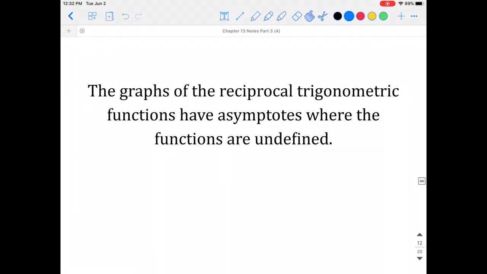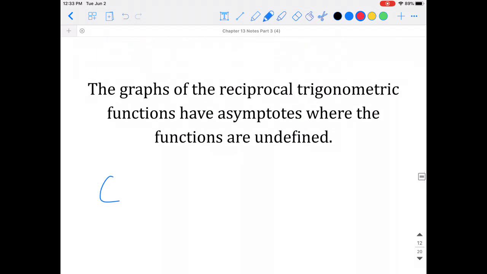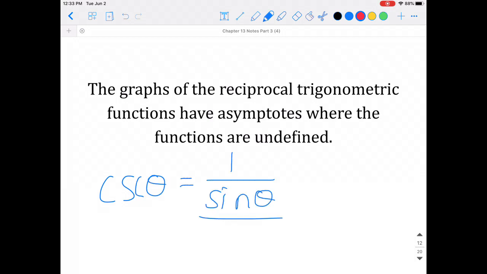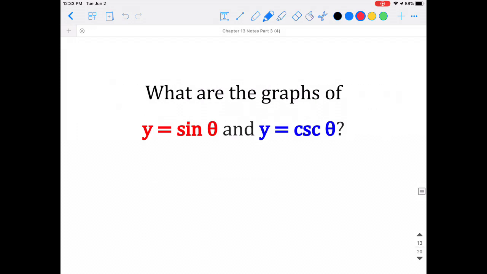You are also able to graph reciprocal trigonometric functions, and the graphs of the reciprocal trigonometric functions, well, that's a tongue twister. The graphs of the reciprocal trigonometric functions have asymptotes where the functions are undefined. So your reciprocal functions are always going to have asymptotes because, for example, cosecant of theta is equal to 1 over sine of theta. So wherever our sine value is equal to 0, that's going to make cosecant undefined because we have 0 in our denominator. So what are the graphs of y equals sine of theta and y equals cosecant of theta?